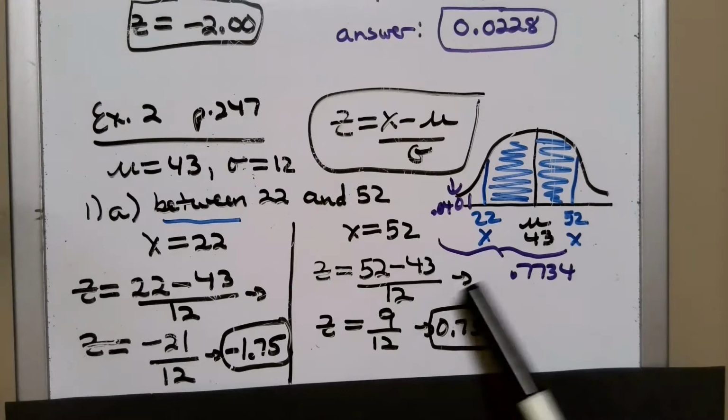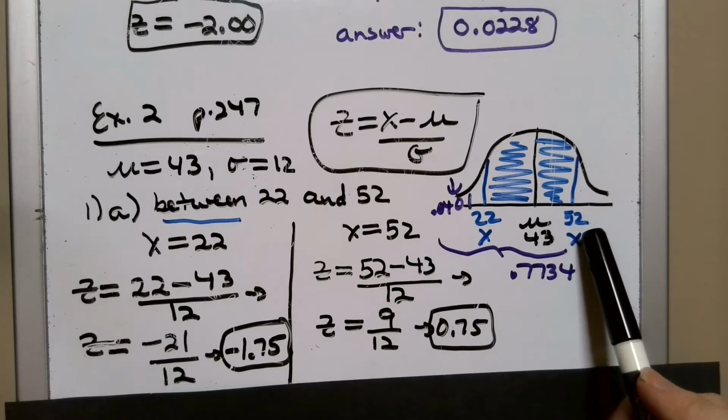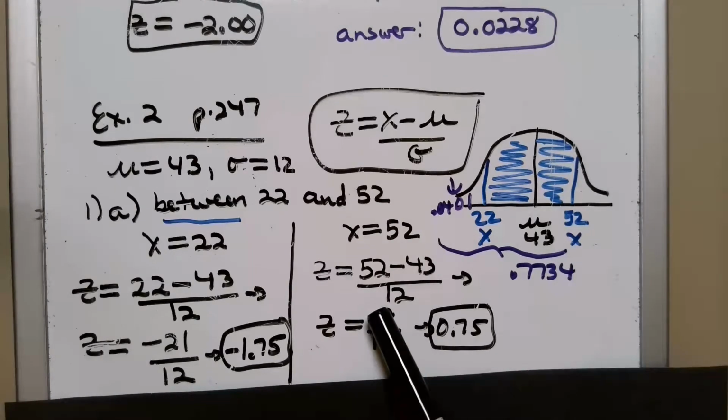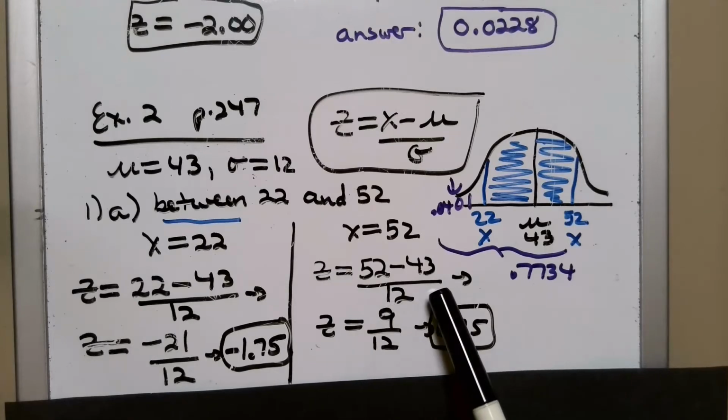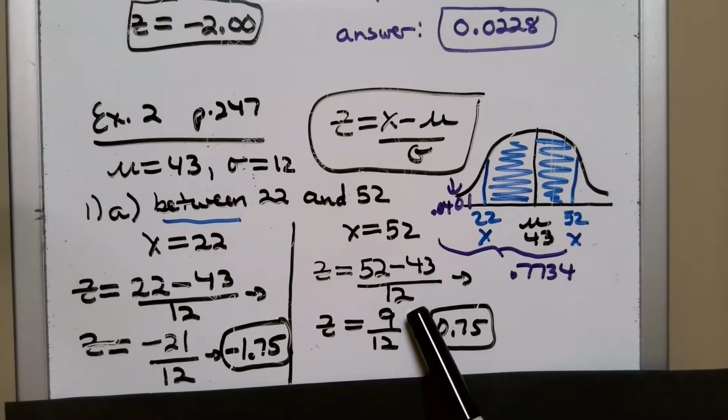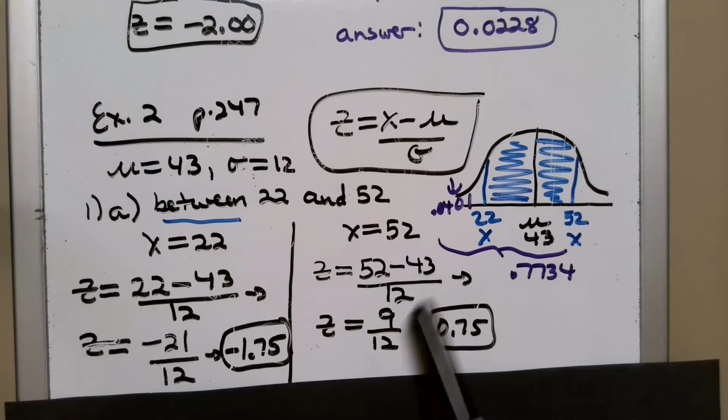For x is 52, which is to the right of the mean, that should have a positive z-score. We take x 52 minus the population mean 43, mu, over the standard deviation sigma of 12. Subtract first, you get 9 over 12, 0.75. So that's our z-score for 52.